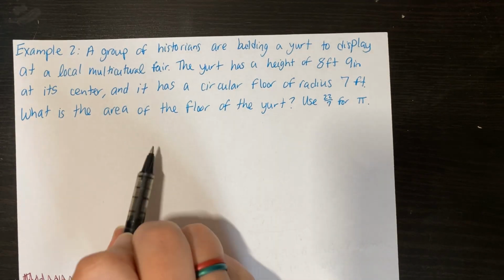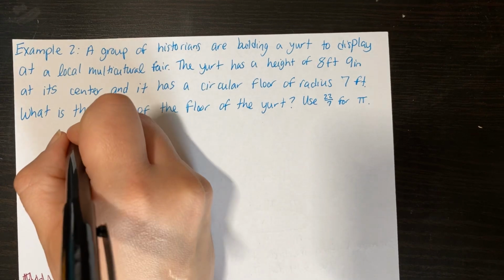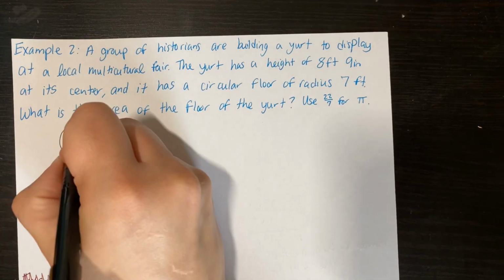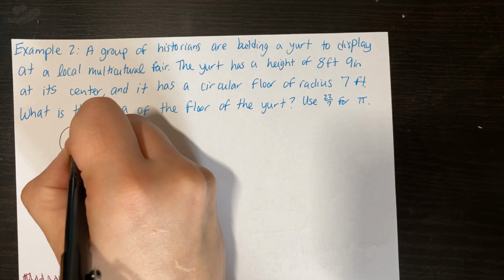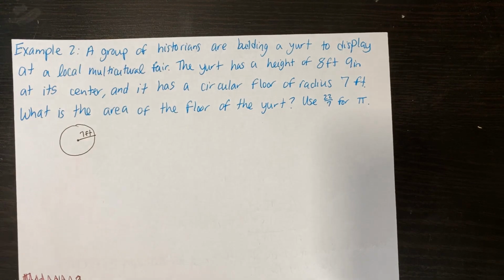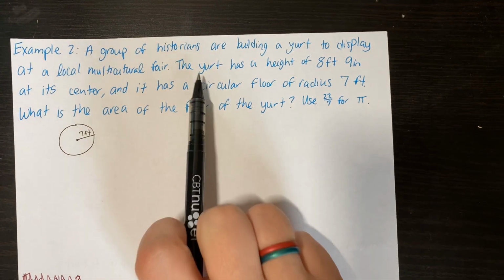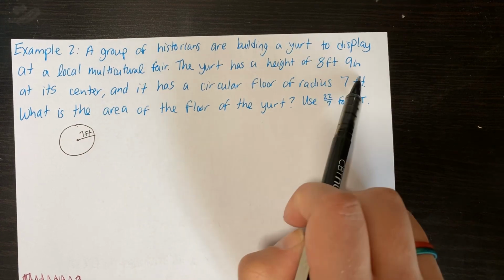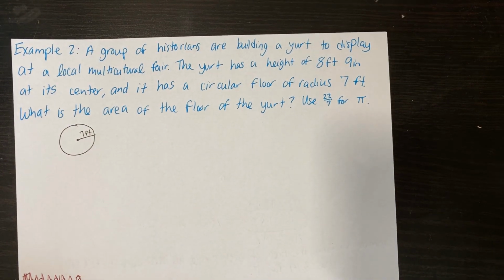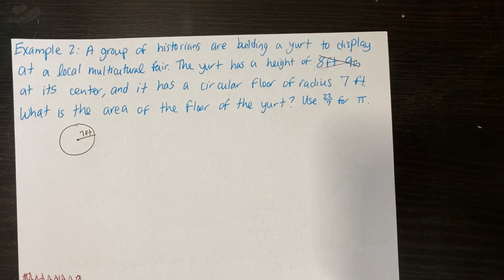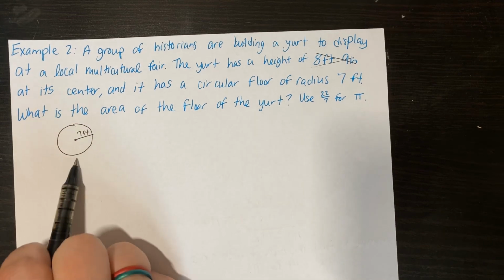Well, we know that our floor is a circle. So let's draw a circle. We know that the radius of our circle is 7 feet. Okay. Do we need any more information from this? I don't think so. Right here, the yurt has a height of 8 feet 9 inches. That's just extra information. We don't even need that, so I'm just going to cross it off. Right? Just so I know I don't even need it. All right. So here's my picture.